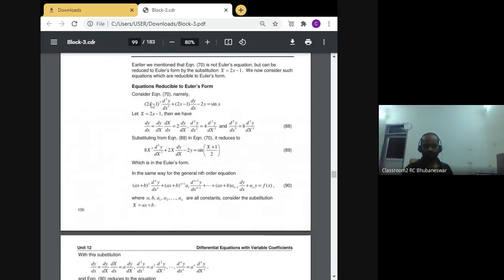Here the same equation number 70 has been written. Now we take capital X equals 2x minus 1. This is the new variable we have taken, capital X. Now we have to represent the same equation in the new variable capital X.